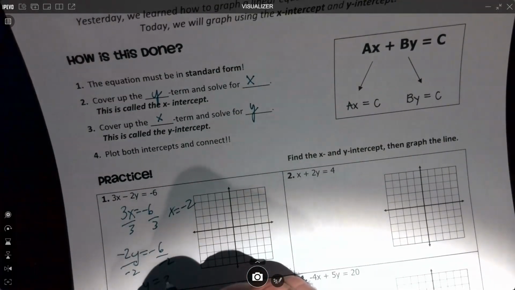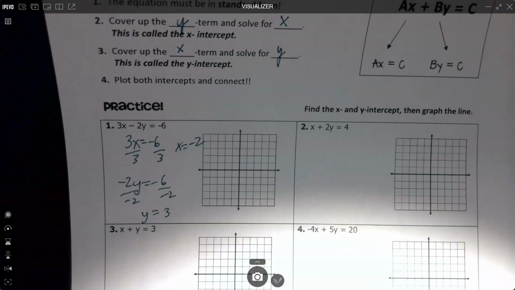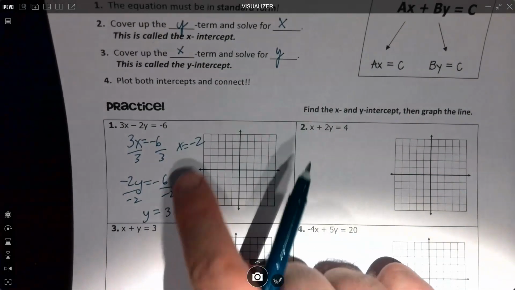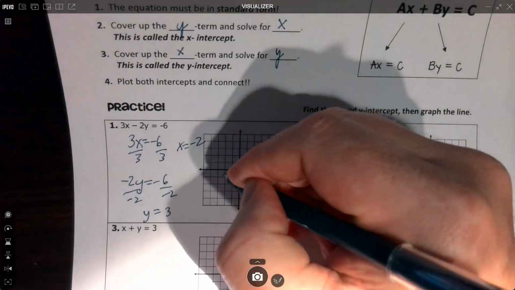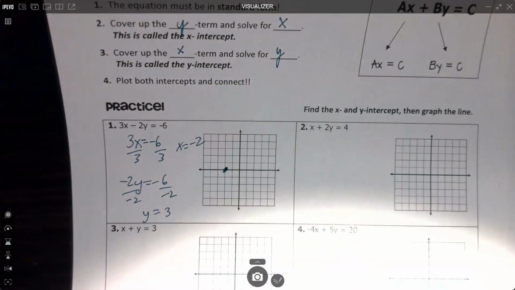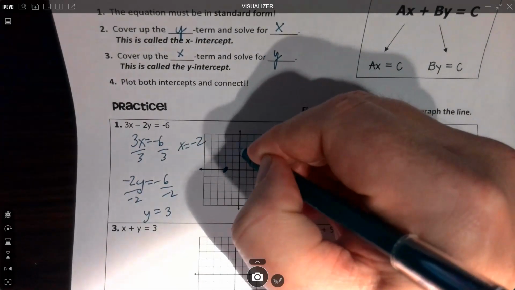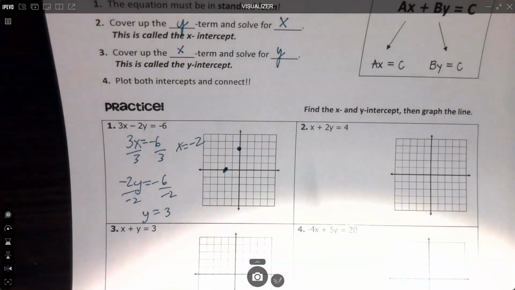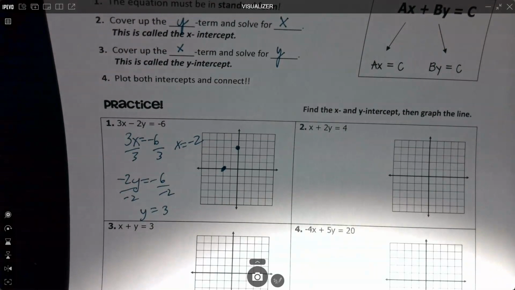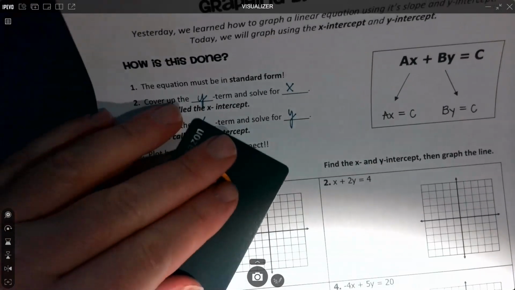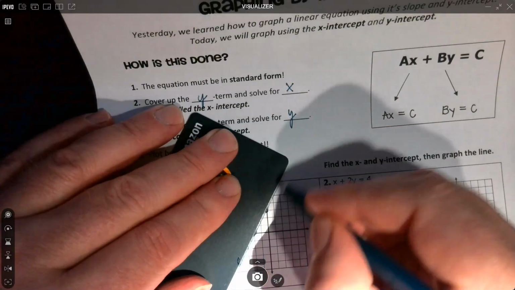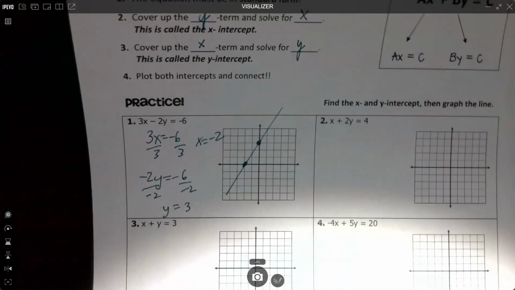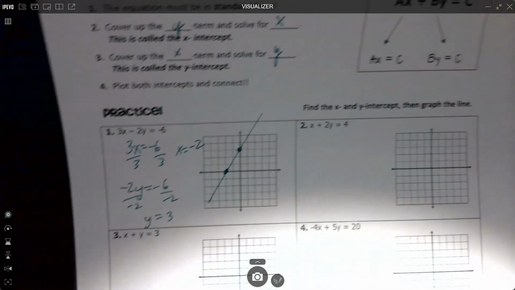And that's 3. Okay, so that means I'm going to put a dot on each one of these places. So x equals -2 gets put here. And y equals 3 gets put here. And remember that in order to graph a line, we only need 2 points. We just got 2 points. So therefore, I'm done graphing. And that's it. That's really all you got to do.